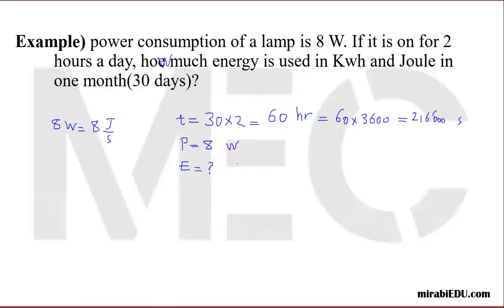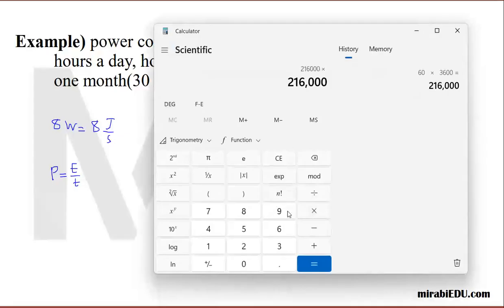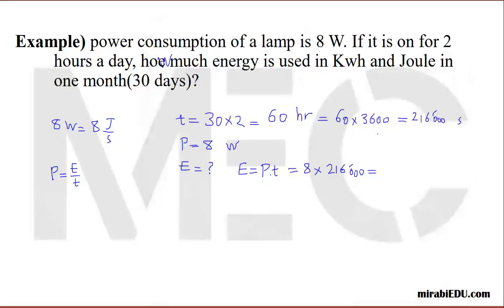This is the power. So what is E? E is equal to P times T, or power times time. Power is energy over time, and if we cross multiply here, energy will be power times time. So power is 8, and the time is 216,000 seconds. Multiplying this will give the energy in joules. So multiplying by 8, we'll get 1,728,000.